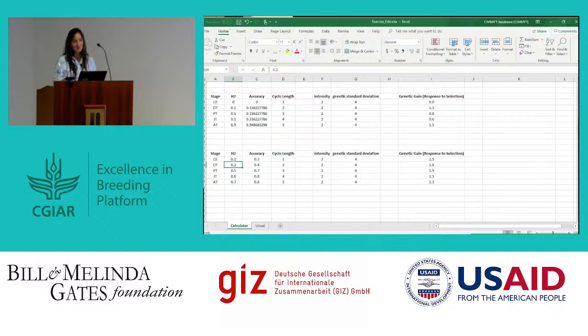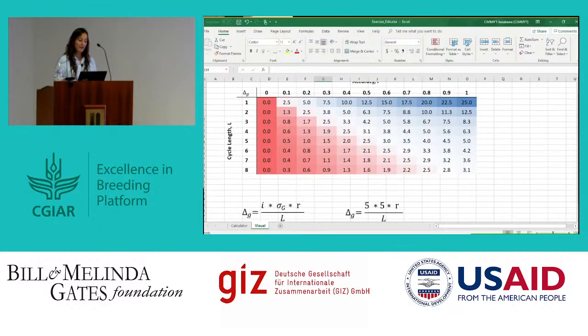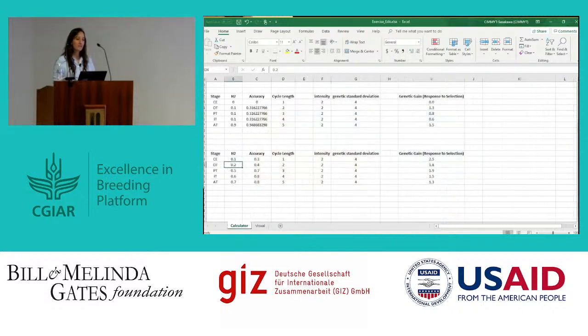Okay, so I think that's maybe a key thing to think about with the breeder's equation. And there's a visual here that you can explore, again, with constant genetic variance and constant intensity over a range of possible accuracies and cycle lengths, just to kind of get a feel for that. But we will be talking more in depth about those in a later session. Okay, any comments, any thoughts there?